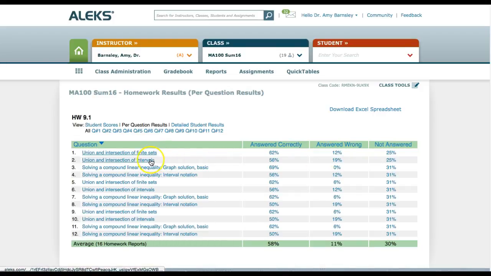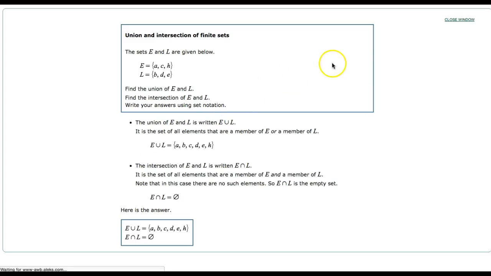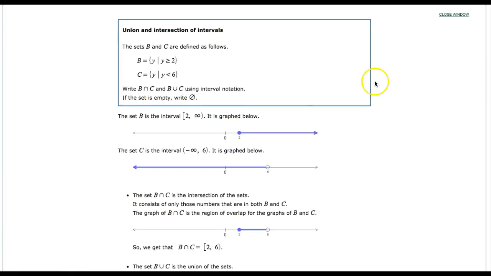Let's go through and look at this one of intervals. This is the same idea. It's sets. Set B is graphed here. Set C is graphed here. So look, where is the intersection? It's where these two sets overlap. There's a solid dot, which means 2 is in both of the sets. But when you go over to 6, 6 is not in this set because it's strictly less than 6. It's everything up to it, 5.9999999, but not 6. So we say that boundary is not included.